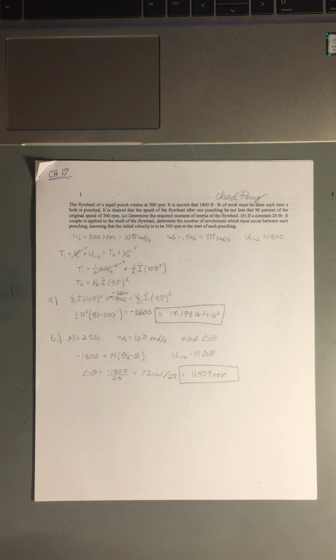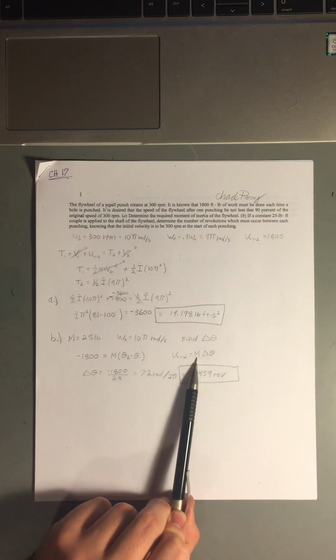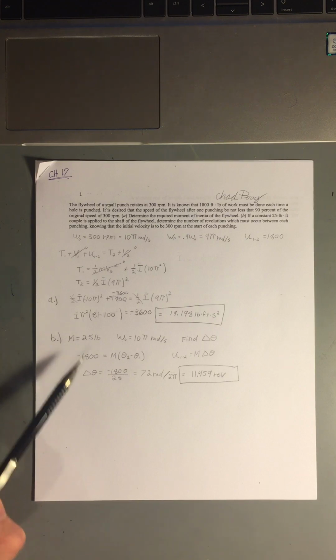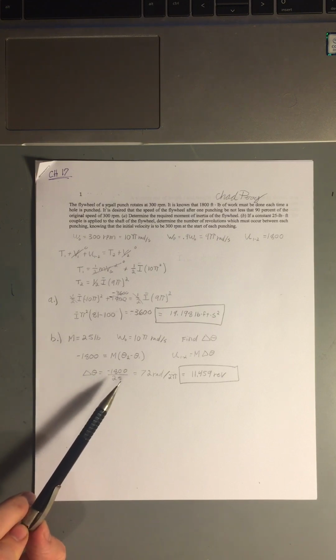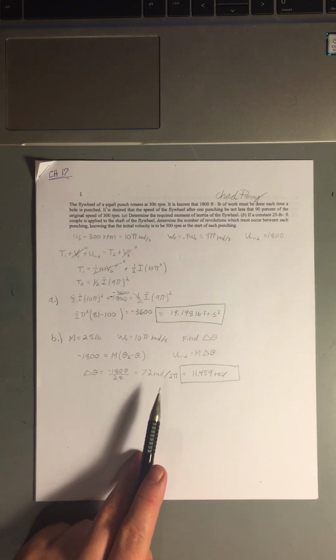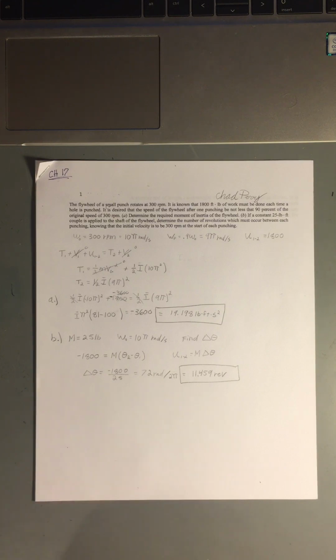And so what we can use is this equation here where we know that work done is our moment times our change in angle, delta theta. And so to find delta theta, we just have to plug in what we were given. So we were given this moment in the problem, and we were also given our work done. And so plugging all of that in and then converting to revolutions by dividing by 2 pi gives us our answer of 11.459 revolutions. And so that's the answer for part B on this problem.